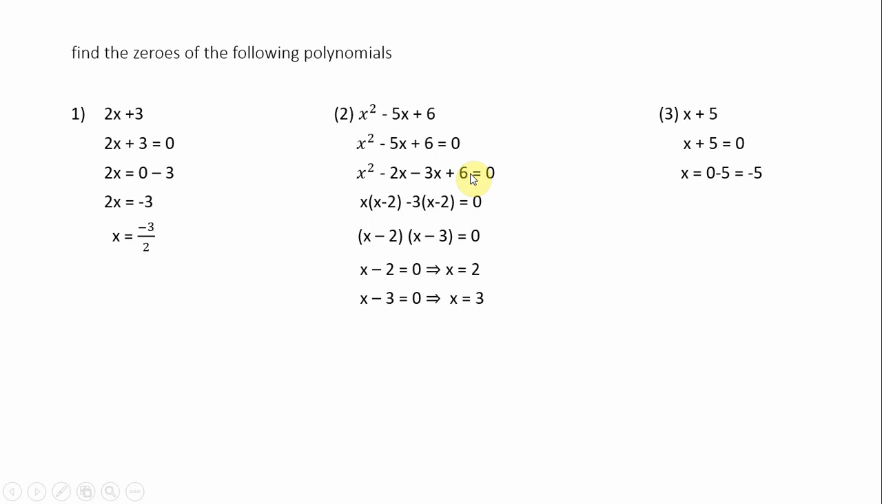Why is it plus 6? Because minus 2 into minus 3 is equal to 6. Plus 6 is equal to 0. This is how you have to frame them. It means split the middle term such that their product is equal to the third term.